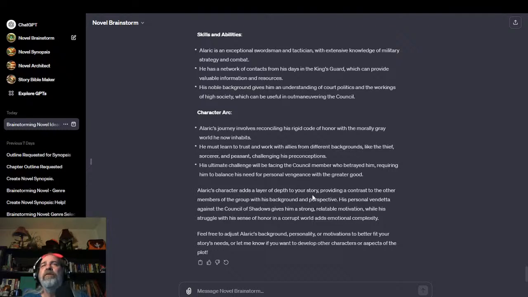His character adds a layer of depth, providing contrast to the other members with his background and perspective, personal vendetta against the council, giving a strong, relatable motivation, while his struggle with his sense of honor in a corrupt world adds emotional complexity. Okay, that's cool.